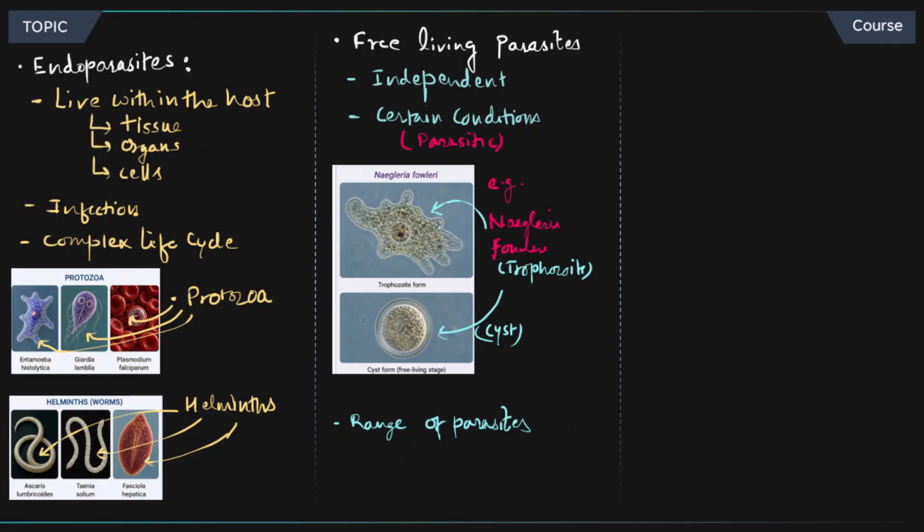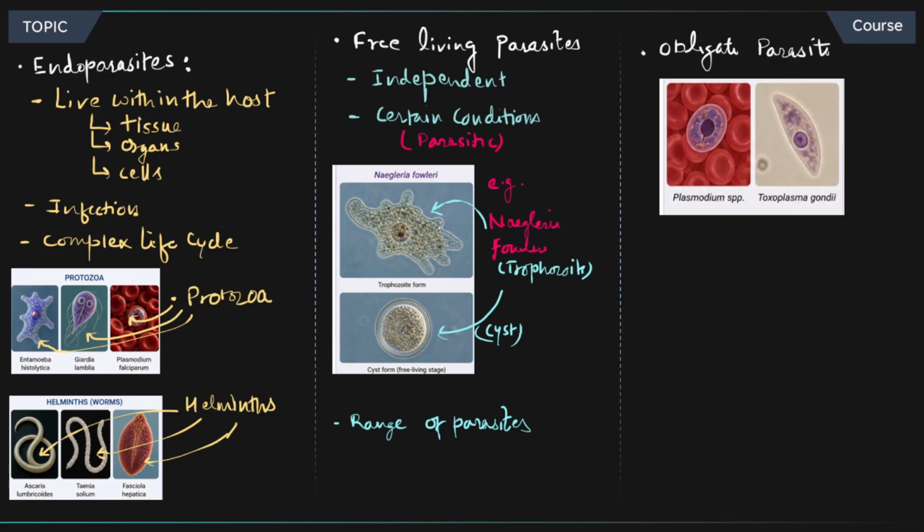The next one is the obligate parasite. As you can see over here, we have another category, which is the obligate parasite. An obligate parasite is basically a parasite that requires a host all the time.